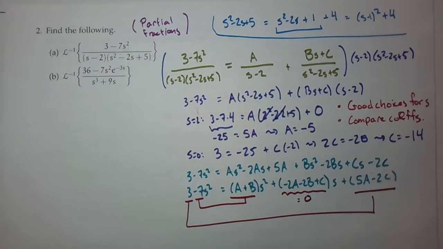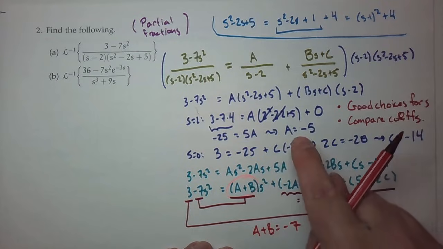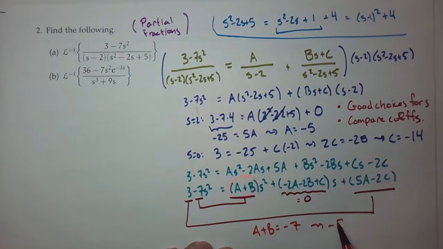And now you say, okay, well, we don't know b. Is there one of these which is easy to solve for b? Yeah, this one seems pretty strong candidate. We see that a plus b is negative 7, but we already figured out that a is negative 5. So this says negative 5 plus b is negative 7. So what does that say about b? Negative 2.